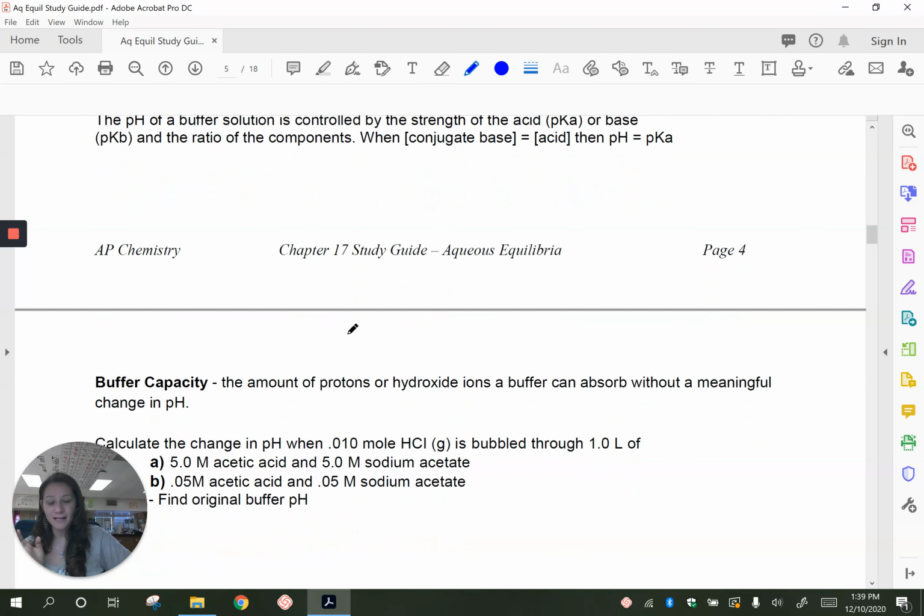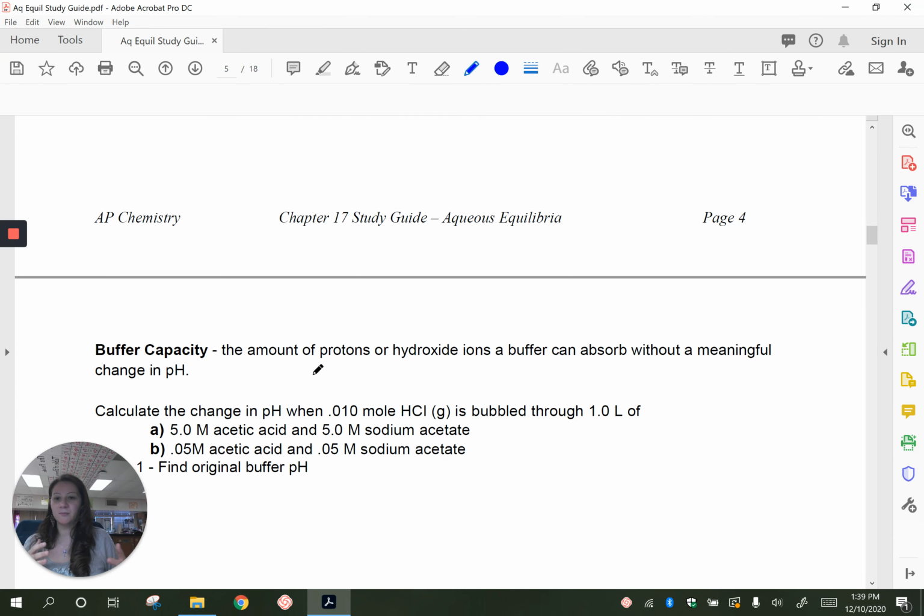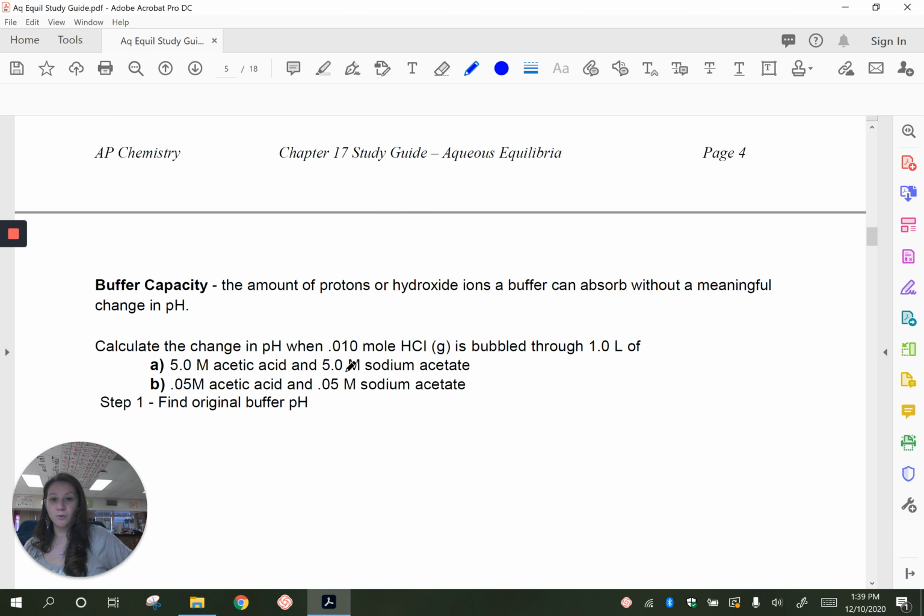Each buffer has a buffering capacity, and so the buffering capacity is basically how much acid or base can I add to my pH before I see an appreciable or a meaningful change in pH. And a meaningful change in pH is usually a change in pH of 1 unit. So it goes like from 4 to 5 or something like that. Each buffer, again, has a different buffering capacity, and it has to do with the concentration of the buffer. So if I have a buffer, for example, that is 5 molar of each of the components versus 0.05 molar of each of the components, then the 5 molar one would have a higher buffering capacity.